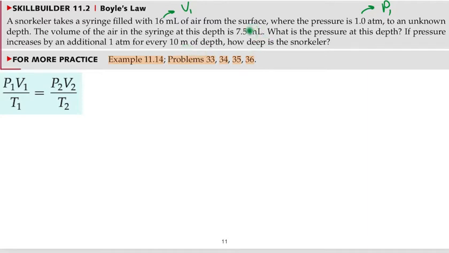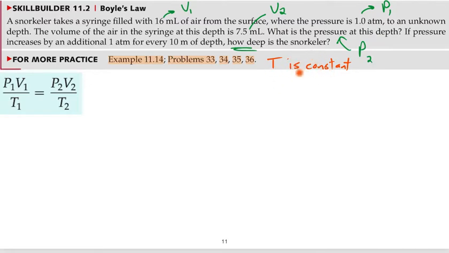And then what happens here is that we get a new volume, and we want to know what the pressure is at that depth. And since they give us this little information, we can also calculate how deep the snorkeler is with this problem. Now notice that nothing is said about temperature in this example. Well, if that's the case, then the temperature is constant. And that's your typical Boyle's law kind of setup.